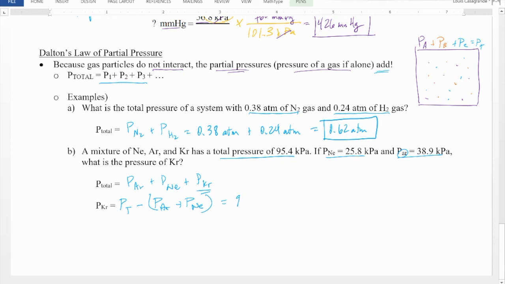So the total pressure, 95.4 kPa, subtract off 25.8 kPa. Oh, sorry, I got those backwards. That's okay. Addition is commutative, or is that right? Commutative, yeah, 38.9 kPa, and that gives us 31.7 kilopascals as the partial pressure of the krypton gas.